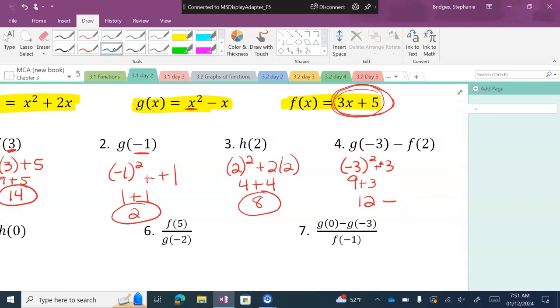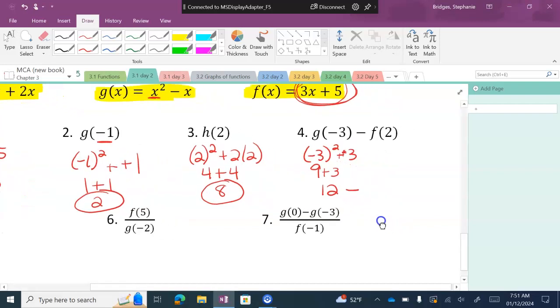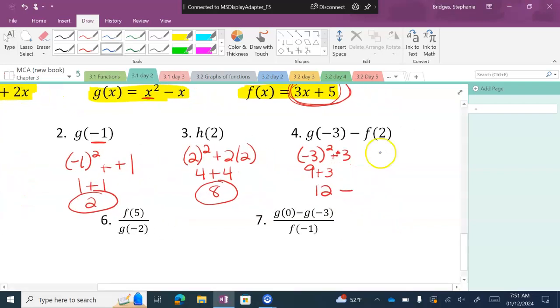And then what I need to do is figure out what f of 2 is. So I'm going to plug 2 into my f function. That says 3 times 2 plus 5. 3 times 2 gives me 6. And 6 plus 5 gives me a total of 11.